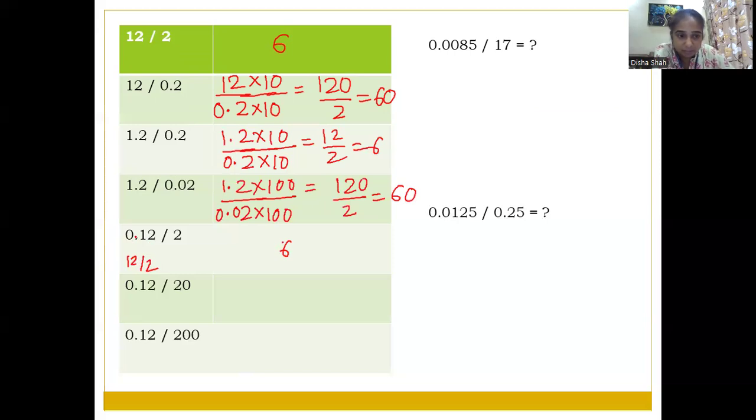But here, point numerator में है and there are 2 digits after the point. तो यहाँ पर भी 2 digit होने चाहिए point के पीछे. So it is 0.06. Next, 0.12 divided by 20. अभी ये 2 था, यहाँ 20 है. So 2 था तो आंसर 0.06 था. Now if it is 20, so answer is 0.006. 200 होगा तो 0.0006.